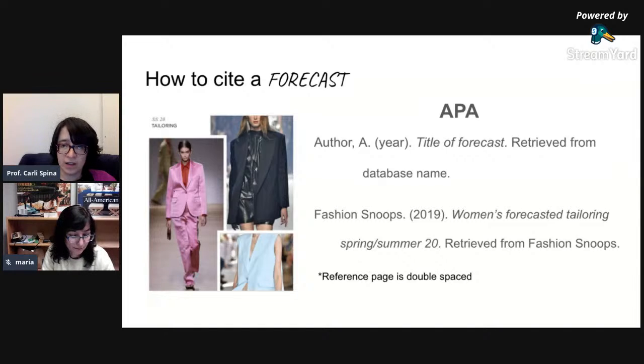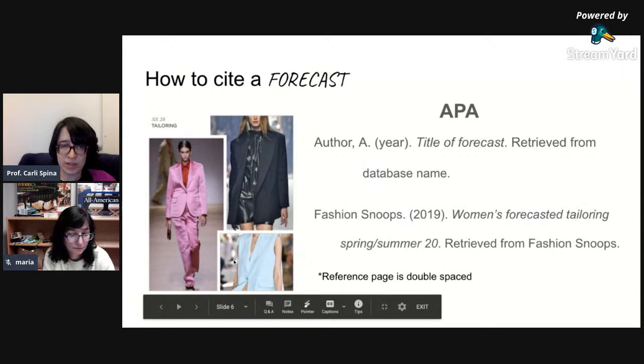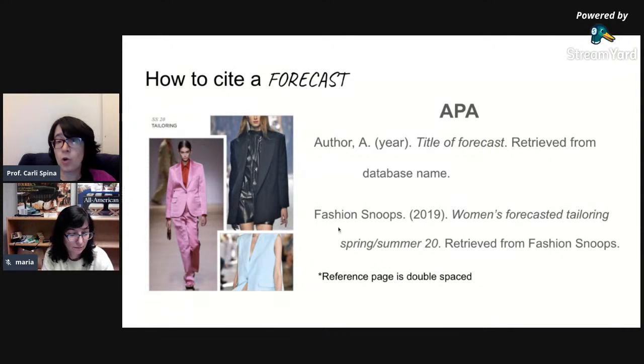Then you put the title of the particular report you're looking at in italics, and then you say where it was retrieved from. Looking at a specific example here, you can see that we're looking on the left at this report or these images, and we want to cite those. We found them in Fashion Snoops. So the first piece of information, which is the corporate author, is Fashion Snoops. If they did say that a particular person who worked for Fashion Snoops had written this report and they gave that person's name, you would instead include that name here.